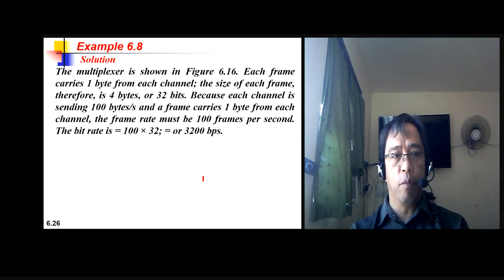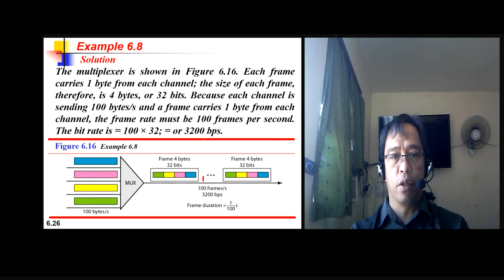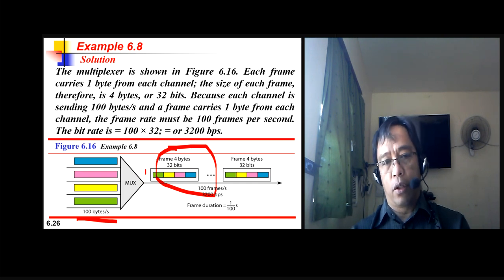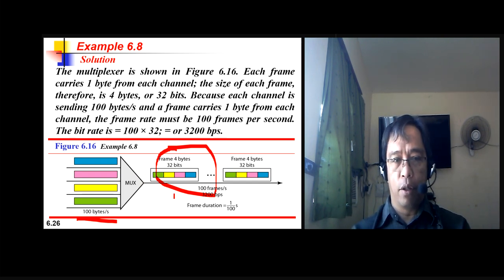Solution. The multiplexer is shown in figure 6.16. Each frame carries 1 byte from each channel. The size of each frame, therefore, is 4 bytes or 32 bits, because each channel is sending 100 bytes per second and a frame carries 1 byte from each channel. The frame rate must be 100 frames per second. The bit rate is equal to 100 times 32 equals 3200 bits per second.